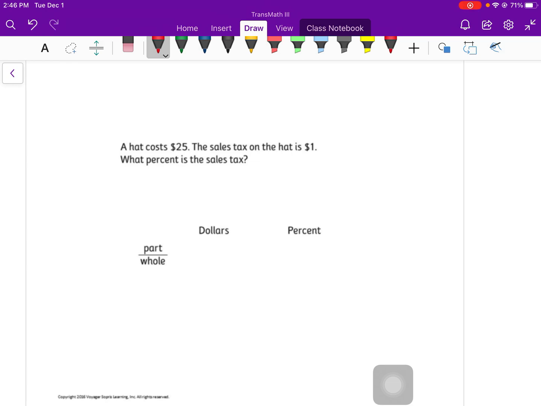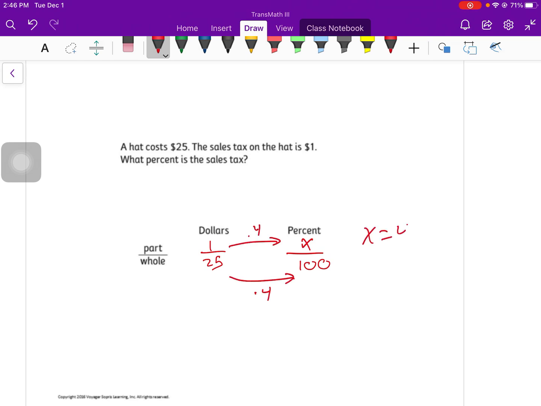So if I do dollars, it's $1 to $25. $1 is how much we paid in tax, $25 for the entire cost. The percent we do not know, but it is always out of 100. And you use a variable. I'll use X. So then you could use your horizontal method, multiply by 4, to get X equals 4.